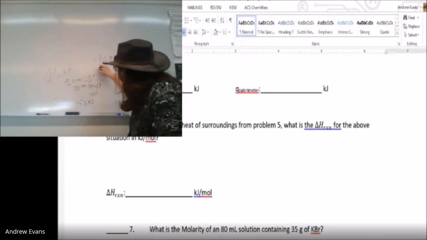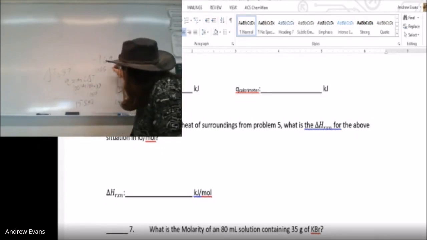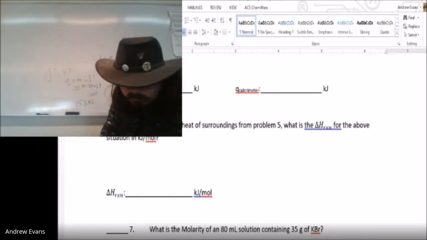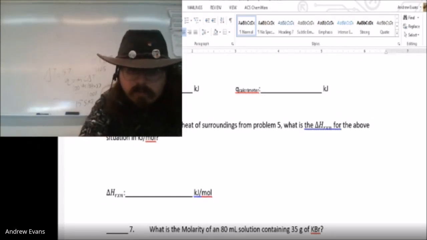Well, we have 1 molar HCl and we had 0.05 liters. So how many moles did we have? We would have 0.05 moles. So we use 16.9 divided by 0.05. You get negative 338.8. Negative 338.8.